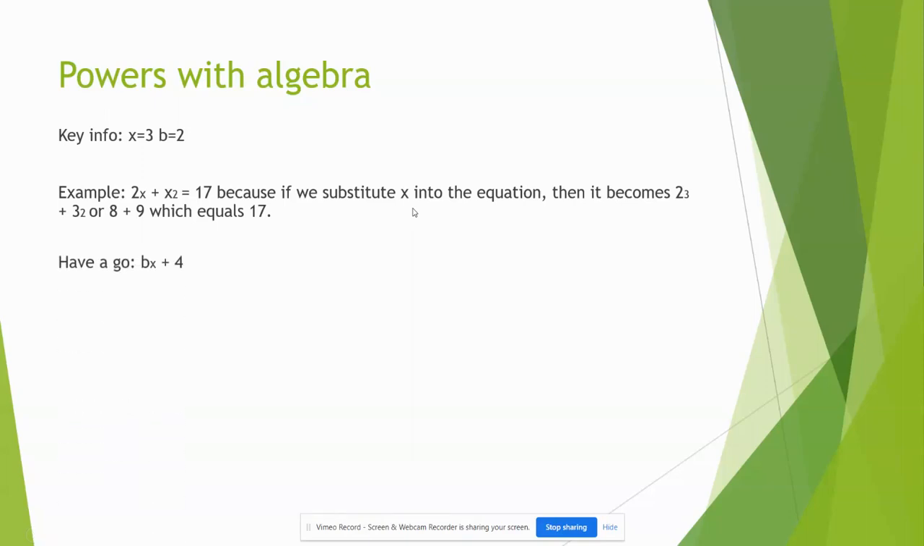Now you can have a go. b to the power of x plus 4. And then you have a challenge if you complete that. Brackets b x squared plus 4 over 2b.